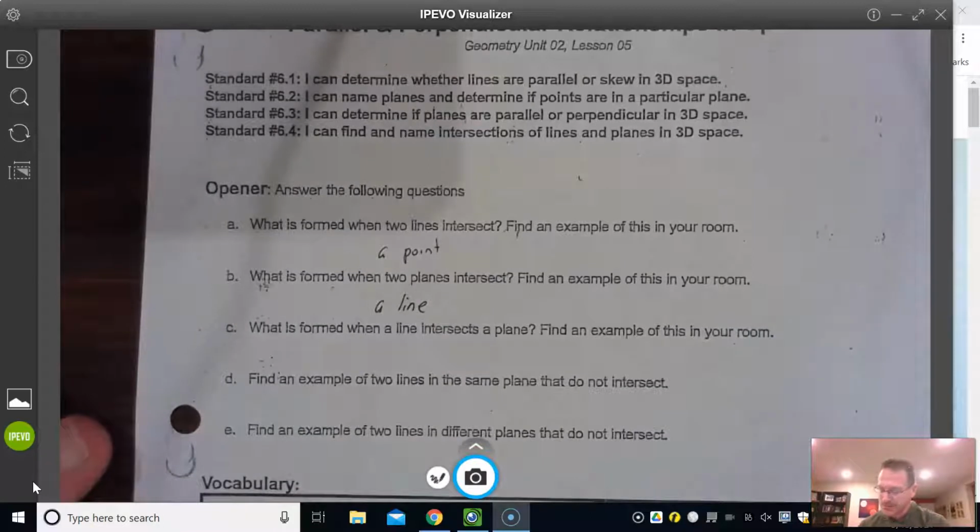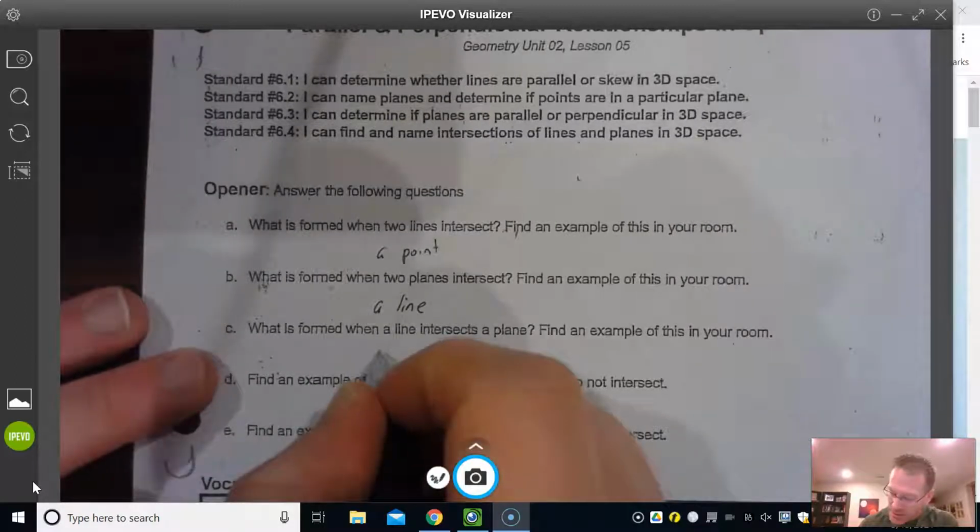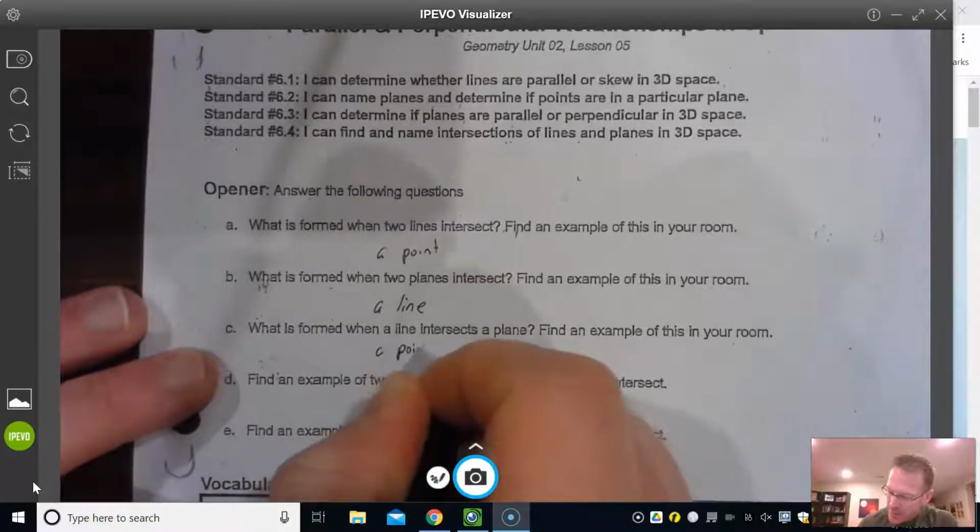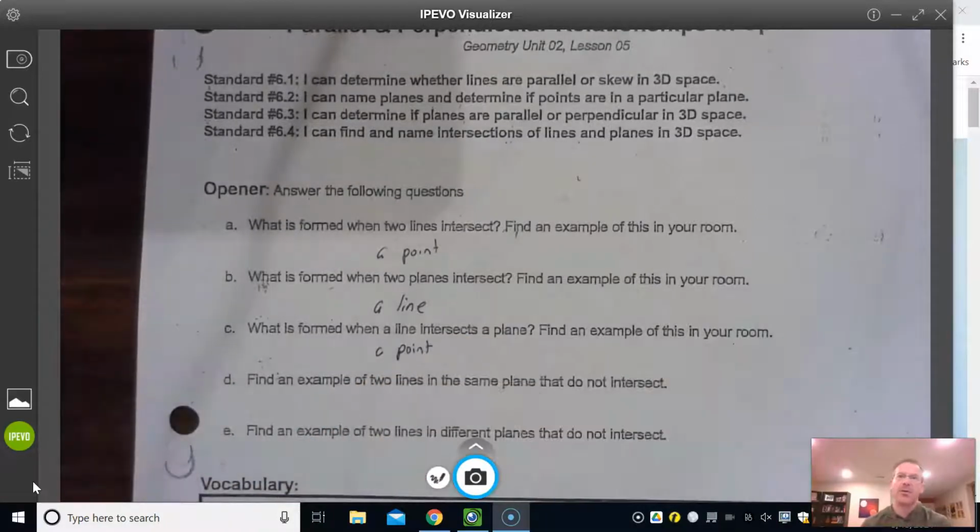And then what is formed when a line intersects a plane? This is a little harder to see. Sometimes it's easy to think about a pipe going through a wall, and if you were to take that pipe off, it forms a point. So there are some different things that hopefully we'll go through that will help you see this a little bit better.